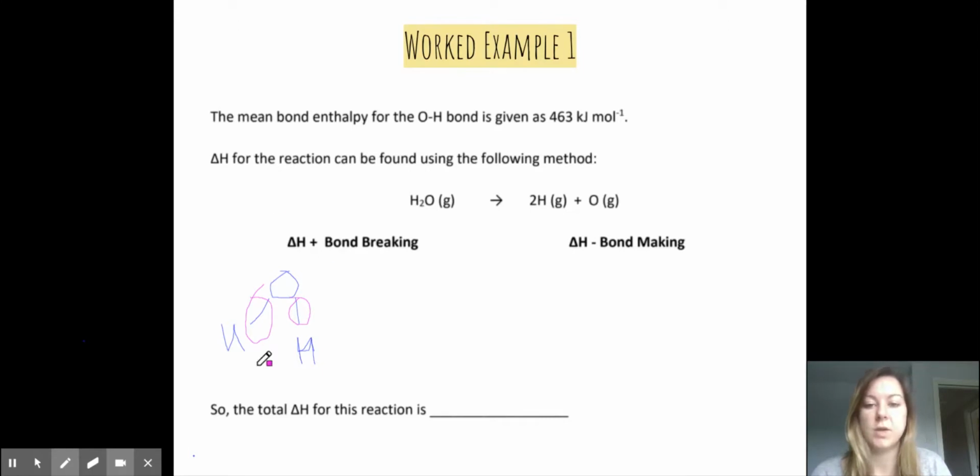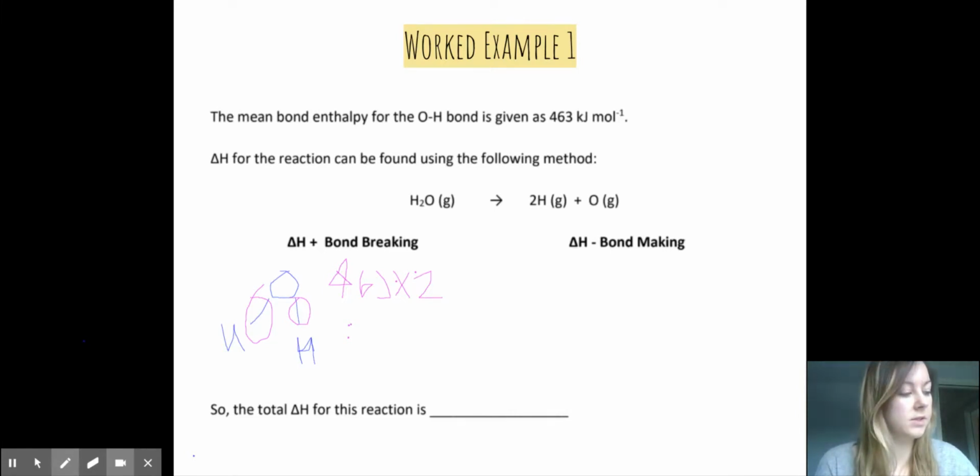Now what we have to do is find out how much that represents in enthalpy. And the question tells us that each OH bond is worth 463 kilojoules per mole. We happen to have 2 bonds, so that means we need to do 463 times 2. And that comes out at, if you've got a calculator handy, 463 times 2, 926.